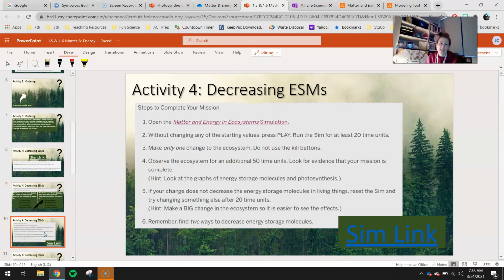All right, so here's how you test it. You're going to open the sim. Without changing any of the starting values, press play and run for at least 20 time units. The instructions are very similar to what we did in the last unit with populations and resources, where we were trying to change the population numbers. Make only 1 change to the ecosystem. Do not use the kill button.